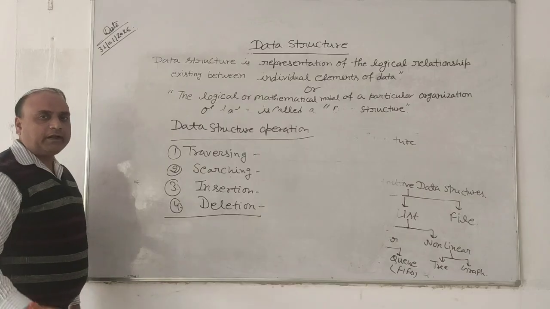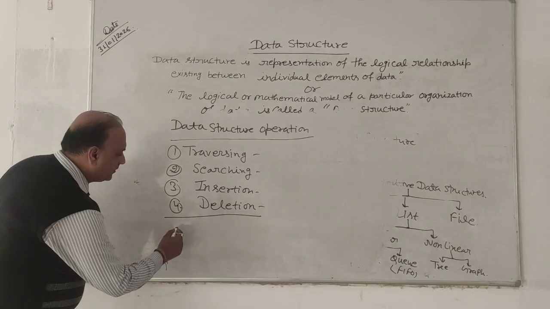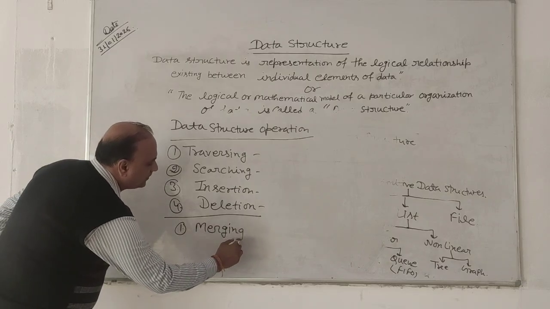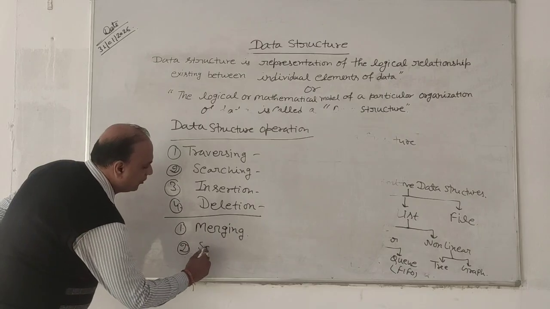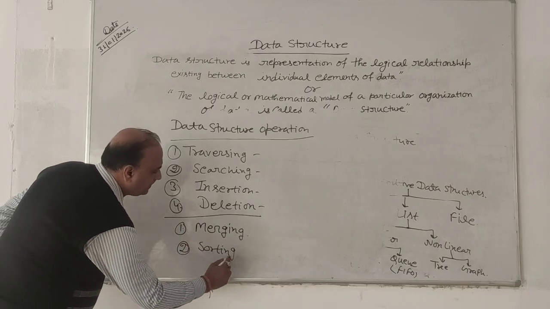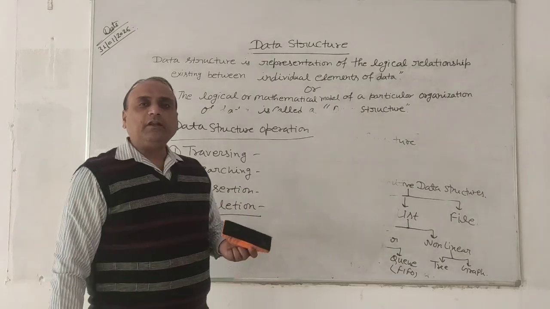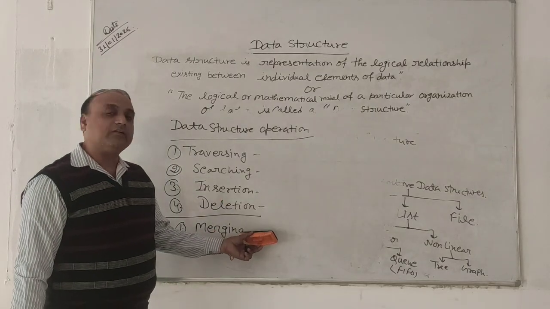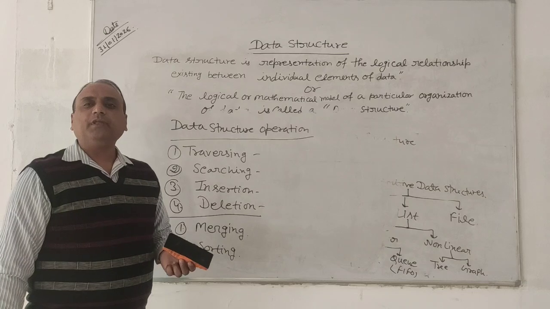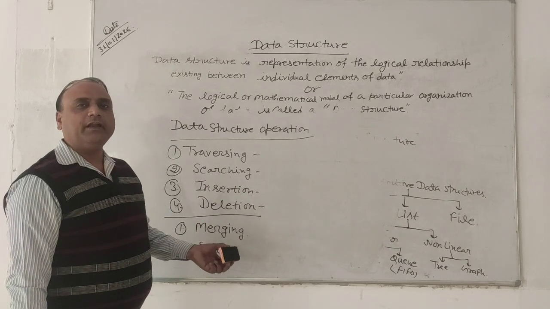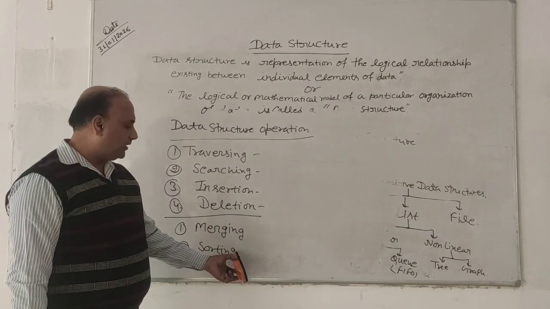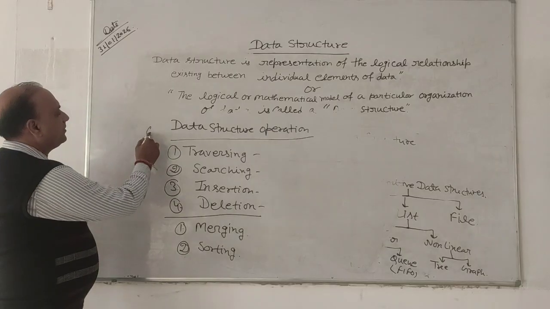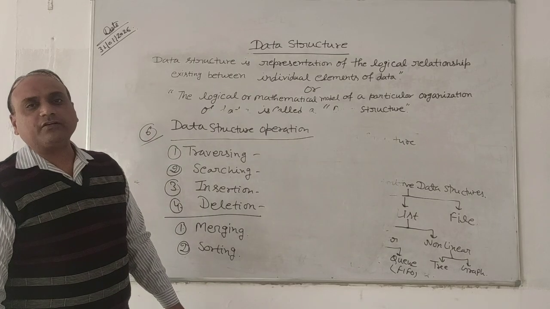Here we can also add two more data structure operations. First is merging, and second is sorting. In merging, basically we combine two lists or two sorted subgroups into a single form. And in case of sorting, we arrange the data elements in some logical order or some given order. So basically these are the six data structure operations that are mostly used in data structures.